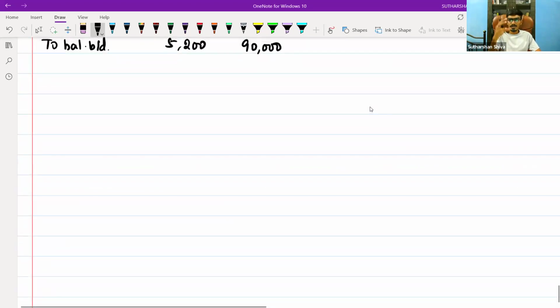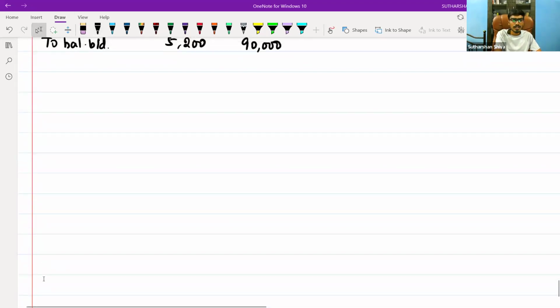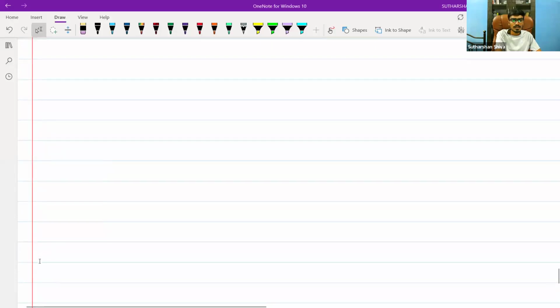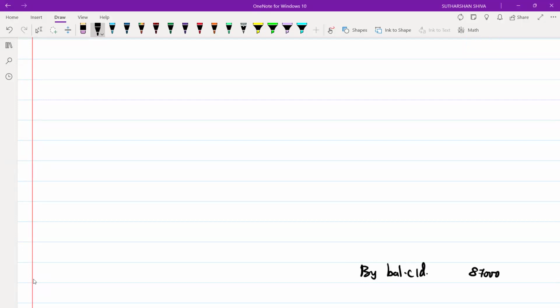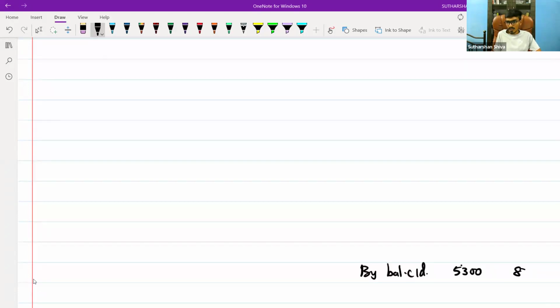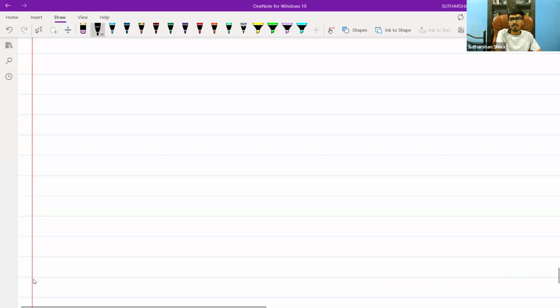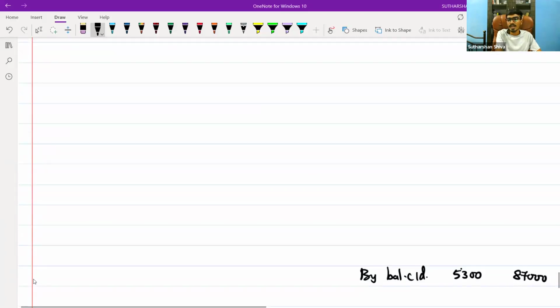Next, what is my cash closing? I need to write it. As we have cash adjustments, leave 10 to 15 lines. Then write by balance carried down. What is the value over there? Bank is 87,000, and cash is how much? 5,300. Fine. So these are the values I need to take care of.